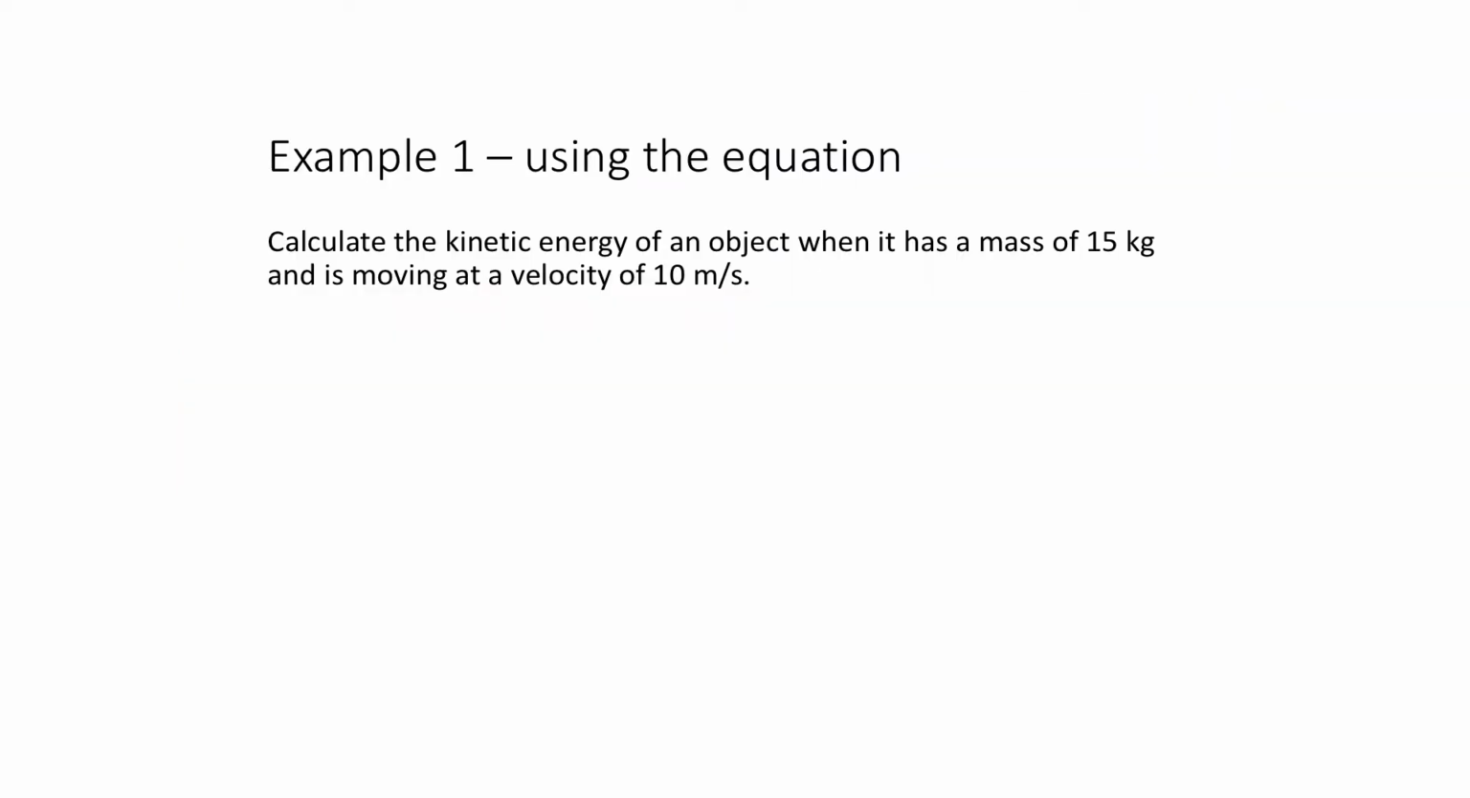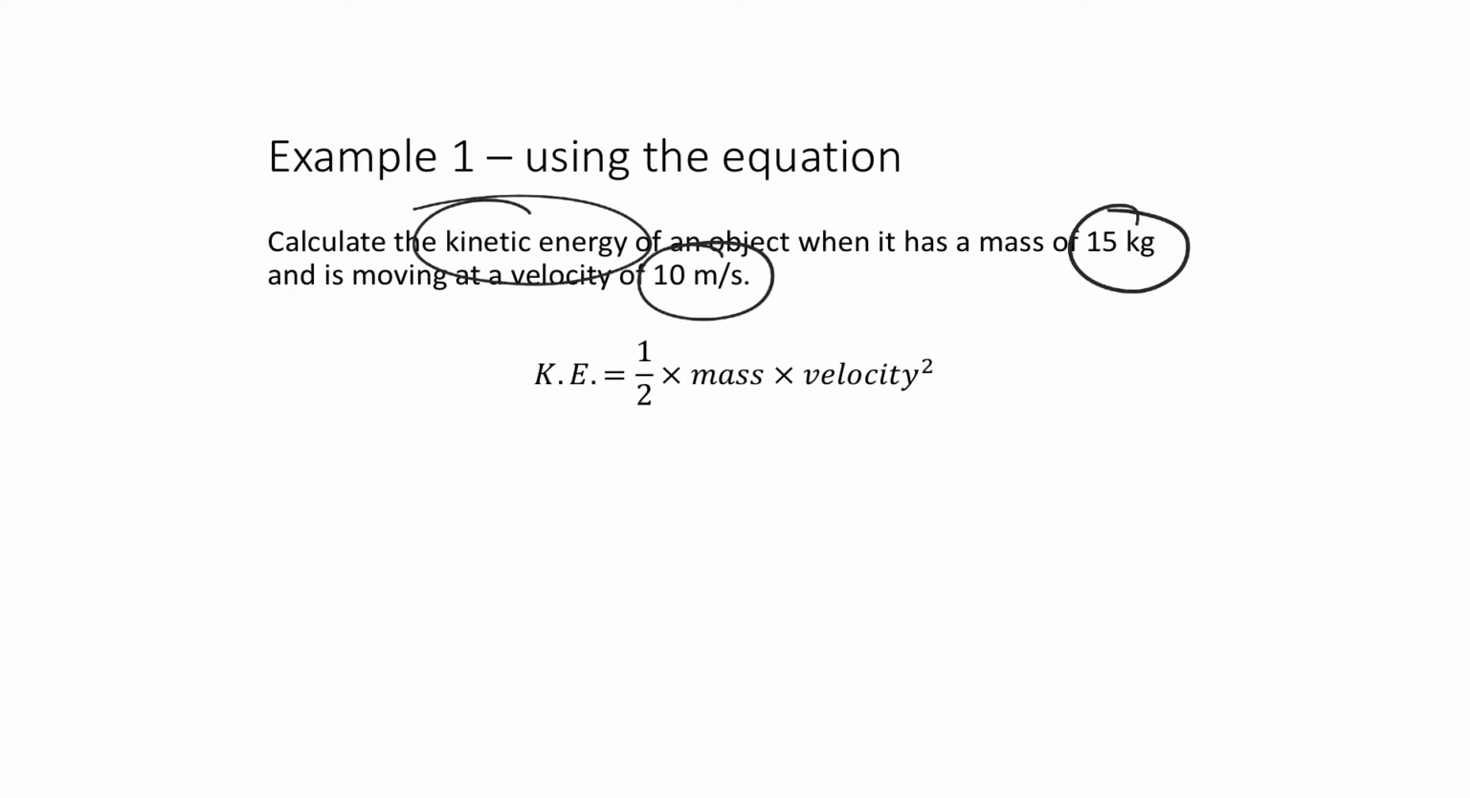So example 1, using the equation. Calculate the kinetic energy of an object when it has a mass of 15 kilograms and it is moving at a velocity of 10 meters per second. The first step with all of these is to highlight the key words or the key numbers in this case, and then think of an equation that might work to find out the answer. So just by luck, kinetic energy equals a half times mass times velocity squared, and like always, do write it down.